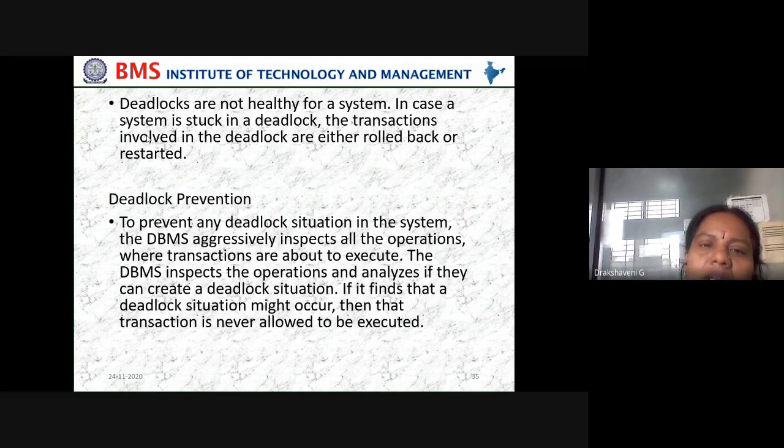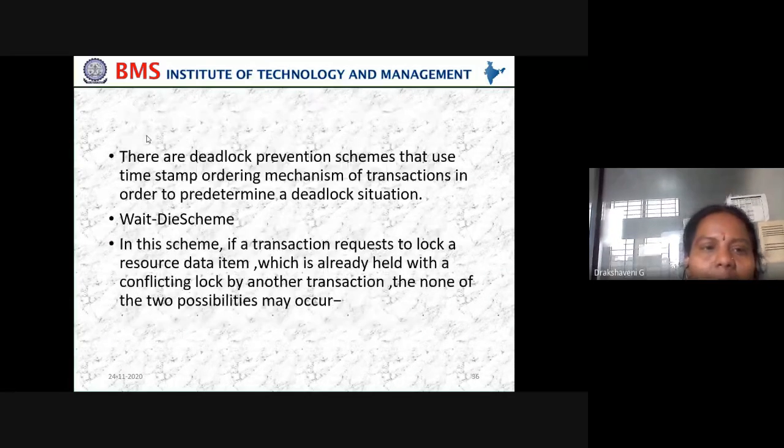In case it is stuck in a deadlock, the transactions involved in the deadlock are either rolled back or restarted. So then, deadlock prevention: how to prevent this? To prevent any deadlock situation in the system, the DBMS aggressively inspects all the operations where transactions are about to execute. The DBMS inspects the operations and analyzes if they can create a deadlock situation. If it finds that a deadlock situation might occur, then that transaction is not allowed to be executed. That's what deadlock prevention is.